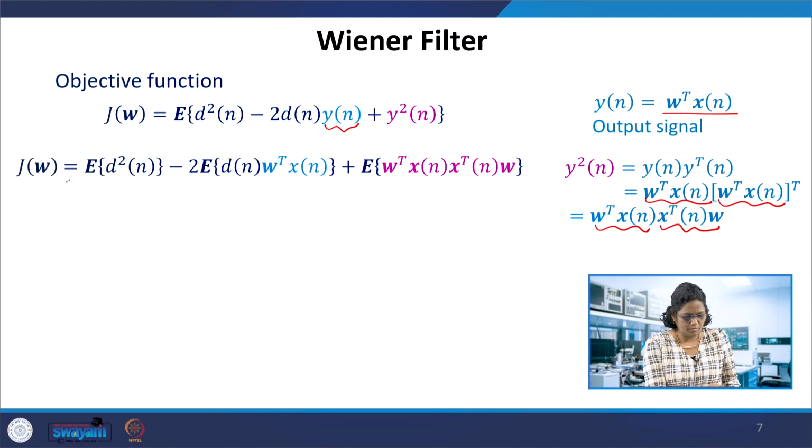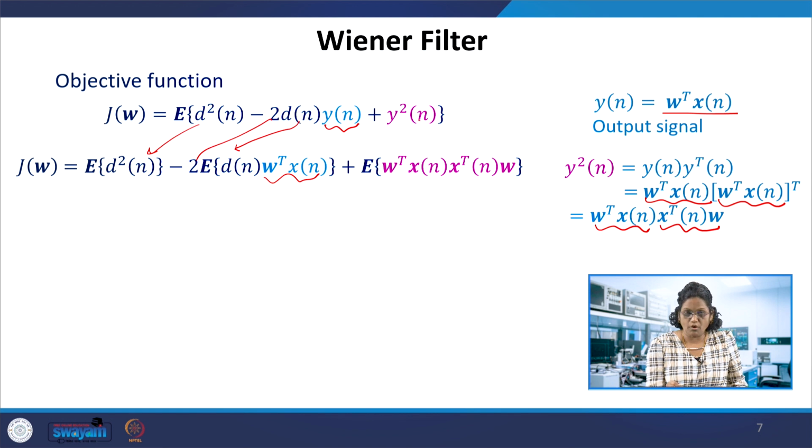So substitute them into J(W): d square n, minus 2 d of n y of n, where the expectation is taken inside, and y of n is W transpose x of n, which is substituted over here, plus the expectation of y square n, where we get W transpose x of n from here.